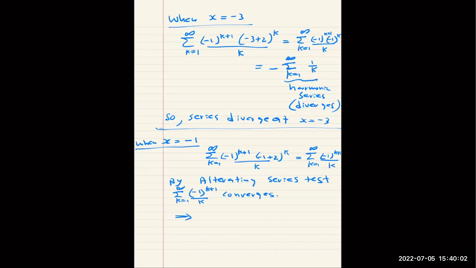So what is the interval of convergence now? We know that when x is equal to minus 3, at the left endpoint, it diverges. But at the right endpoint, the series converges. So the interval of convergence is going to be minus 3 to minus 1, but minus 3 is excluded, that means open parenthesis, and then here minus 1 is included. That is the interval of convergence. What is the radius of convergence? Radius of convergence is half of the length of this interval. The whole length is 2, half of that is 1. Radius of convergence is 1.